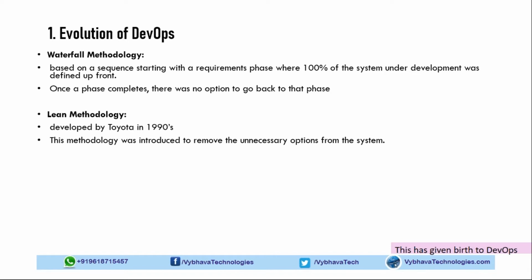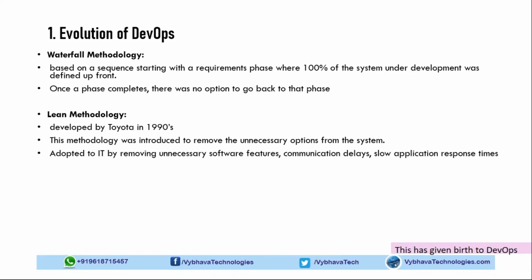You take CentOS and use it on your Windows machine. You can bring it up as a virtual machine. You can switch between your virtual machine and your Windows system. You do whatever you want to work on your Windows system, and you can also work on your CentOS system. So that is how the lean methodology works. The first principle is to remove unnecessary options from the system. And the second important point is to adapt IT by removing unnecessary software.